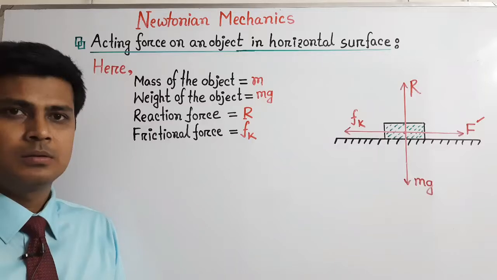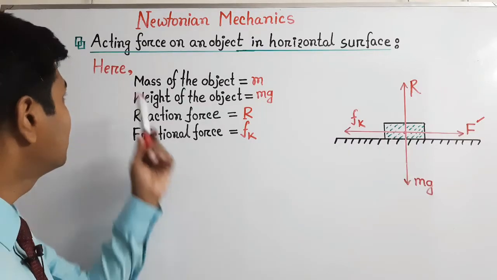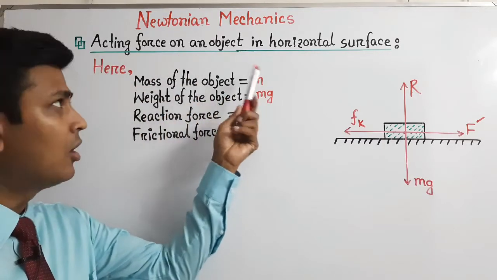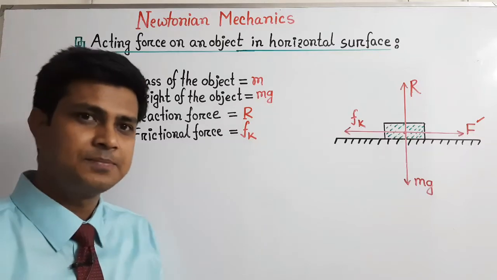Today I am going to discuss a very important chapter from the Physics First Paper book. The chapter is 4 and the topic of the chapter is Newtonian mechanics. My topic today is the acting force on an object in the horizontal plane and the inclining plane. Now I would like to discuss the acting force on an object on a horizontal surface.